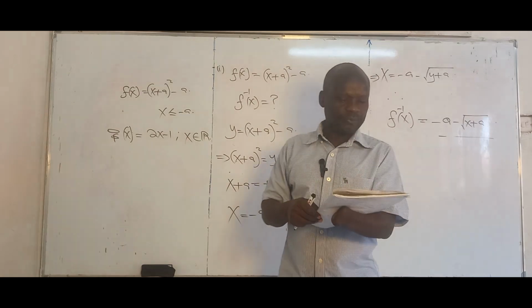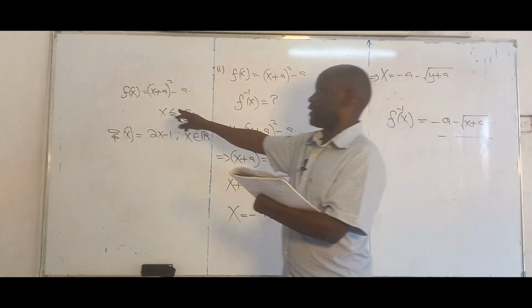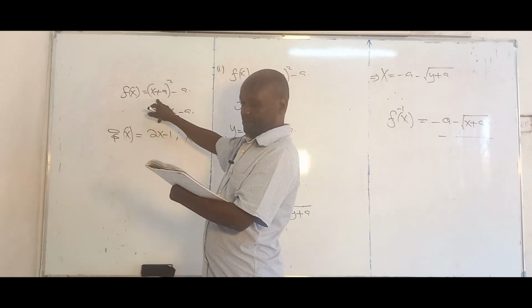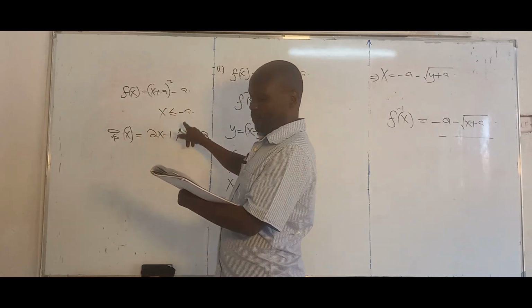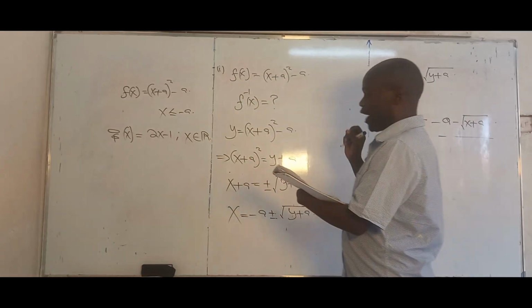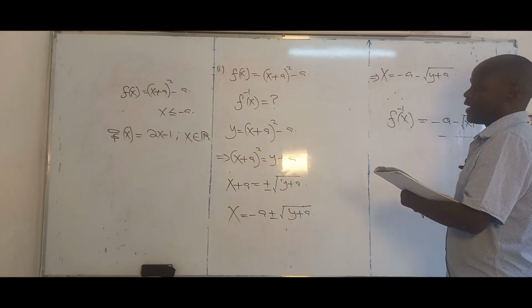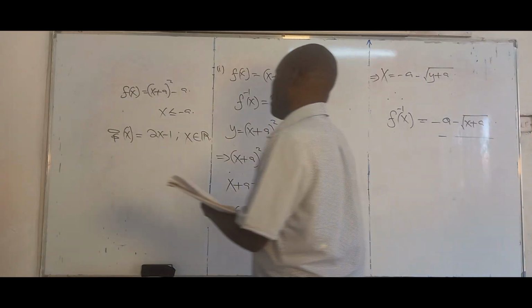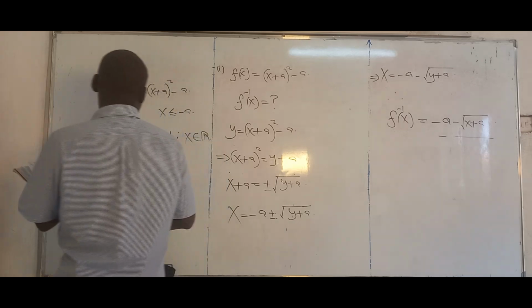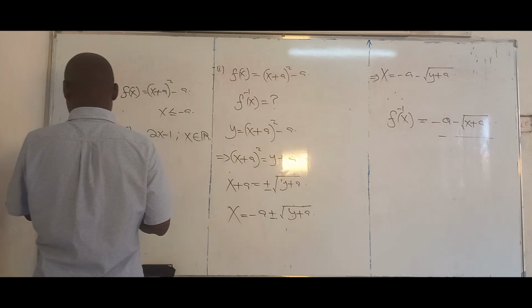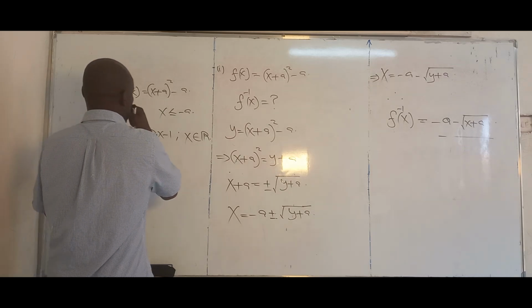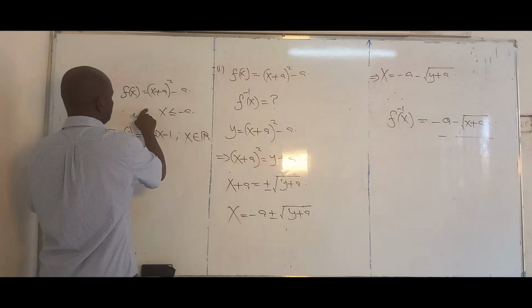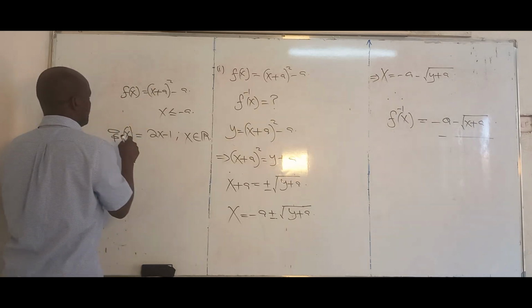So since f of x is defined as (x plus a) squared minus a, and x is less than or equal to minus a, the minimum value of f of x occurs when? Where does the minimum value of x occur? It occurs where x is equal to minus a. So let's see.